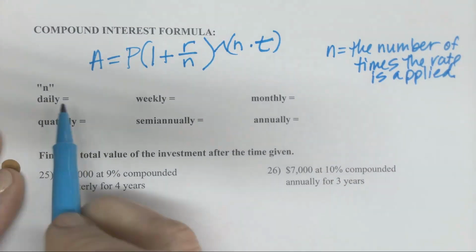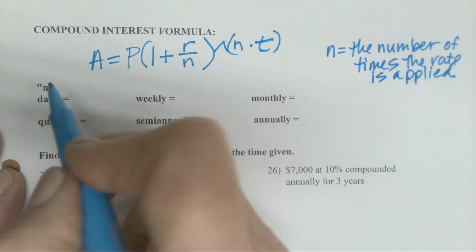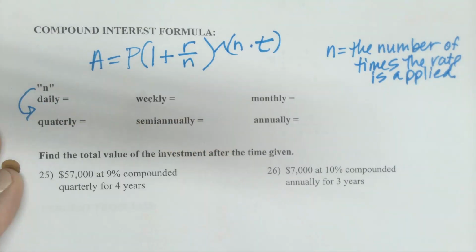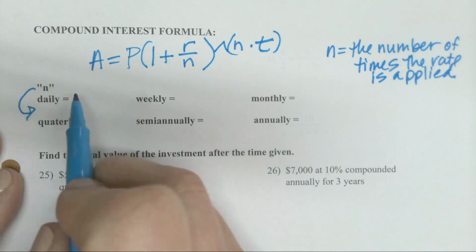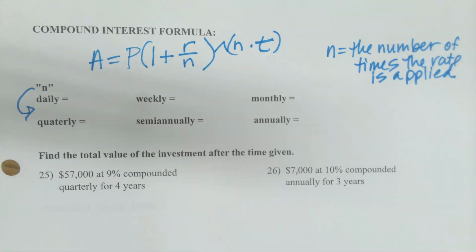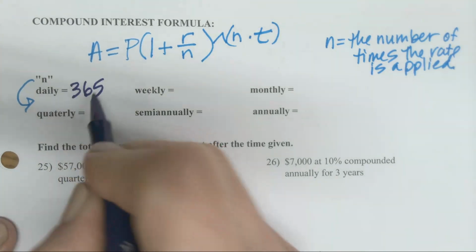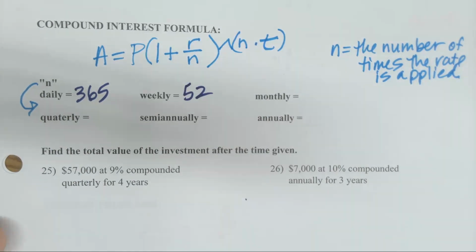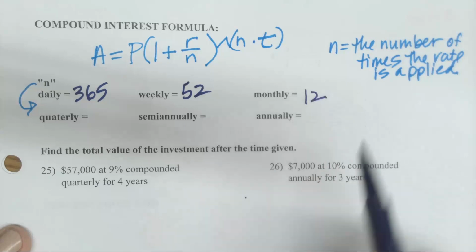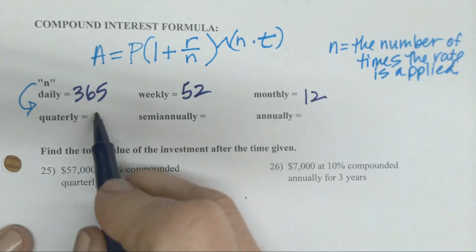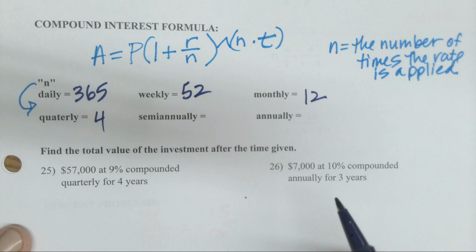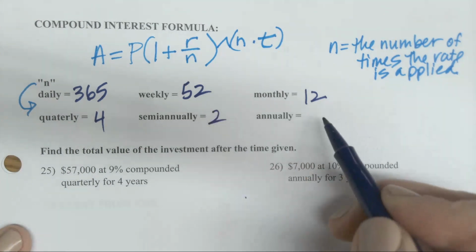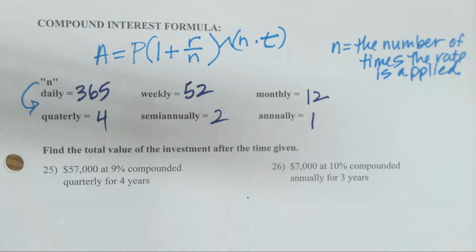And that depends on these words. So my N comes from these things. Daily, what does that mean? Every day. Yeah, so it's 365. Weekly, 52. Good guess. Monthly, 12. Quarterly, 4. Semi-annually, 2, and annually, 1.